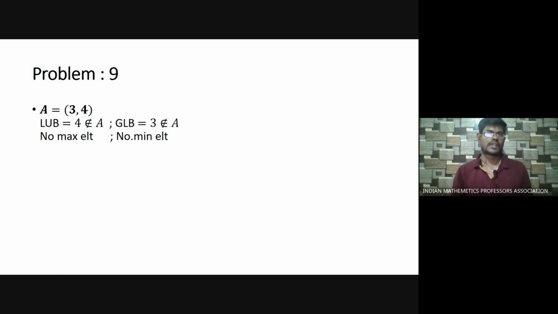The next one, A is equal to the open interval 3 comma 4. Here the least upper bound is 4, but this is an open interval, so that does not belong to A, and 3 also does not belong to A, so this is unbounded.